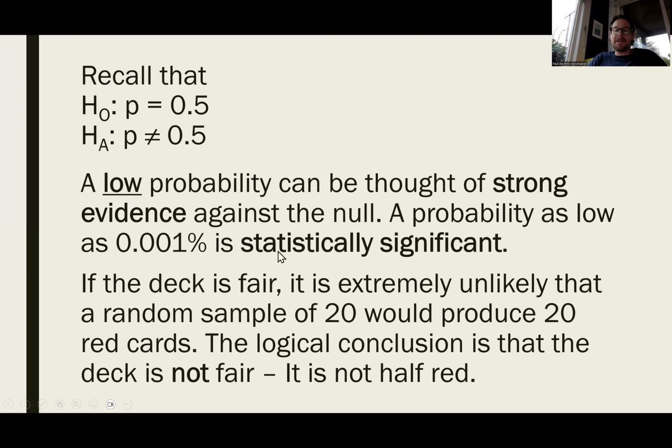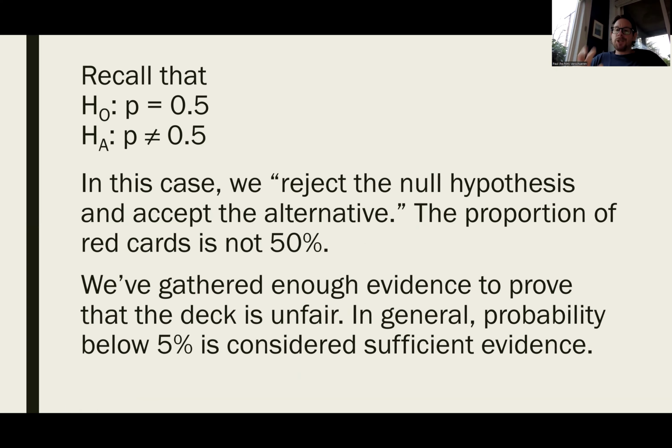Based on the assumption that the deck was fair, it's extremely unlikely to see 20 out of 20 red cards. So the logical conclusion is the deck isn't fair. The premise was wrong. So in that case, we can reject the null hypothesis and accept the alternative. The proportion of red cards is not 50%.